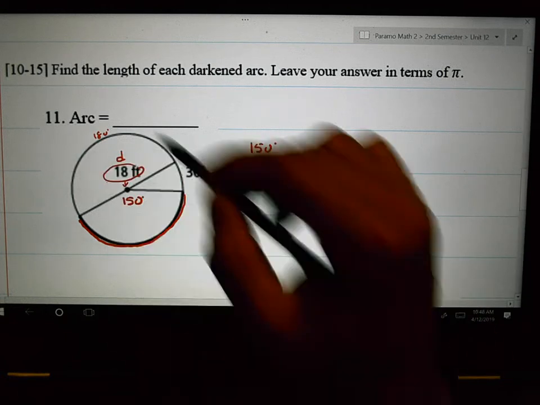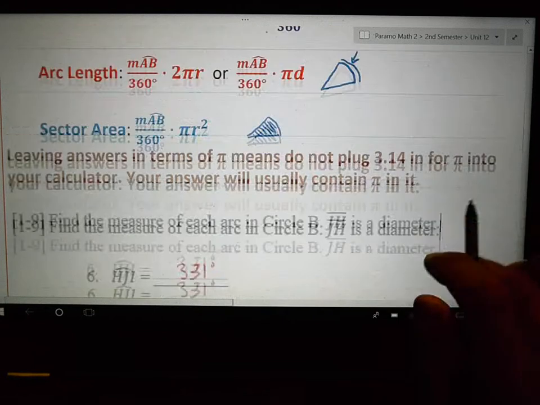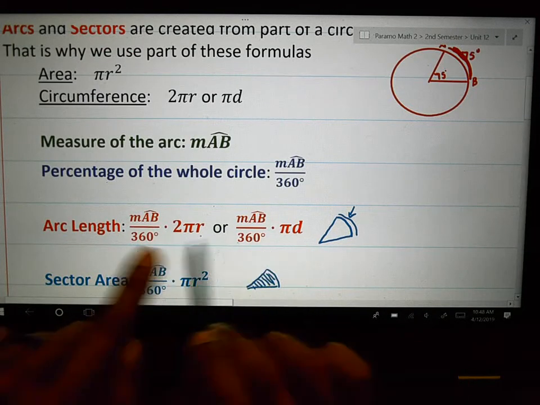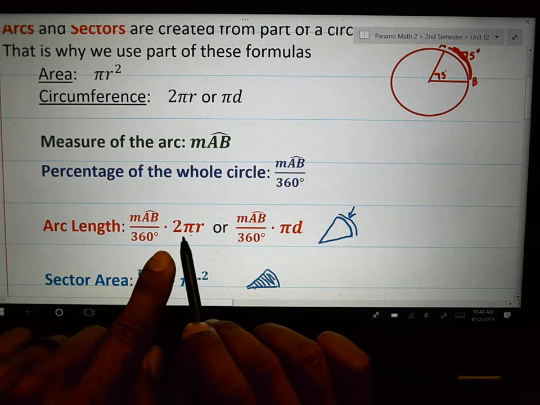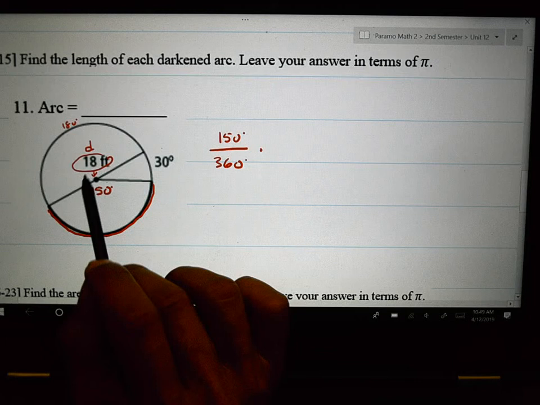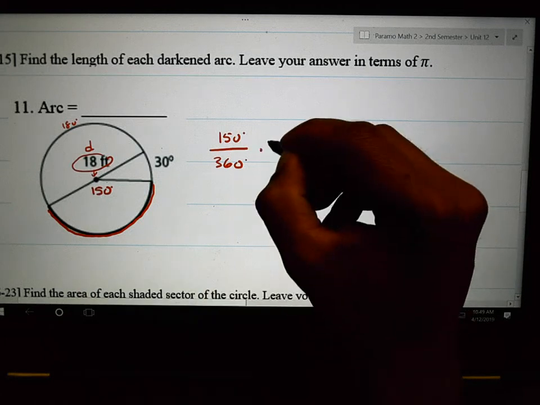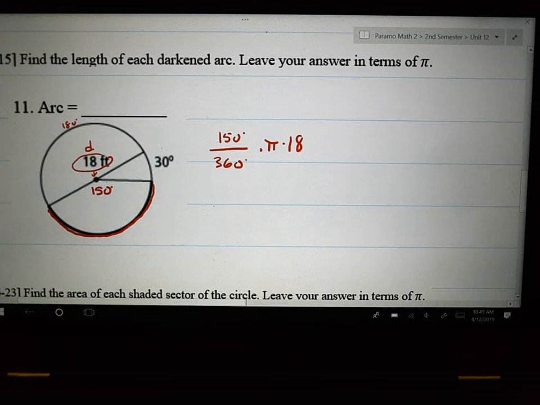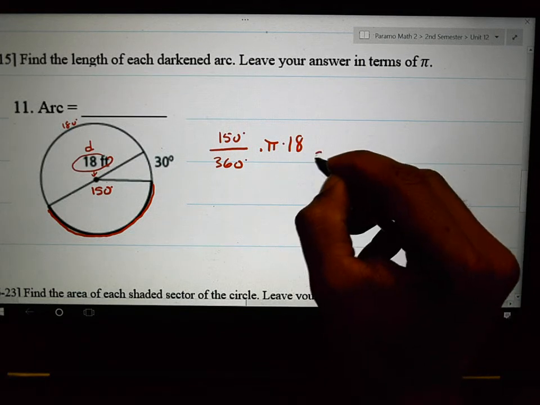The circumference, I have two choices. I can either choose this one or this one, depending what they gave me. If they gave me R, I use this one. If they gave me D, I'll use this one. They gave me D. I'm going to use pi times the diameter or pi times 18. And this is what I'm going to plug into my calculator.